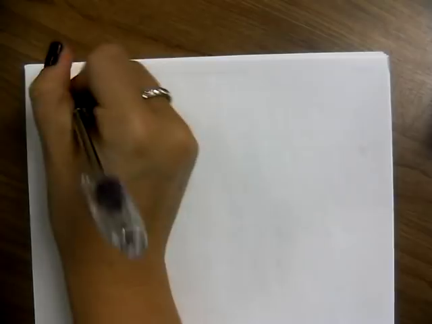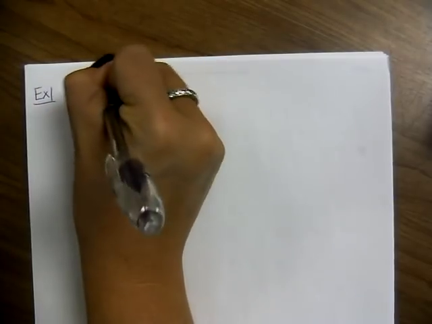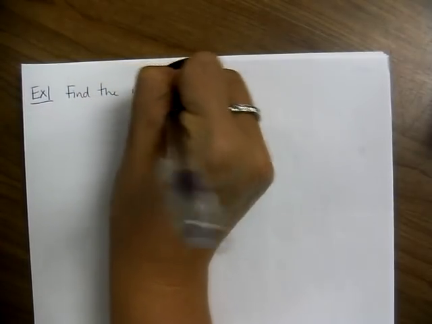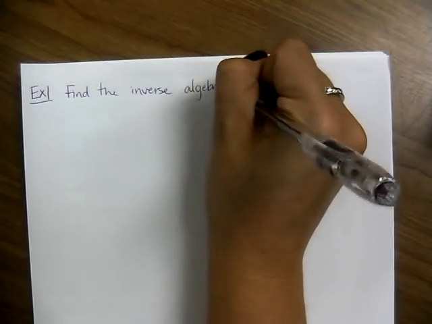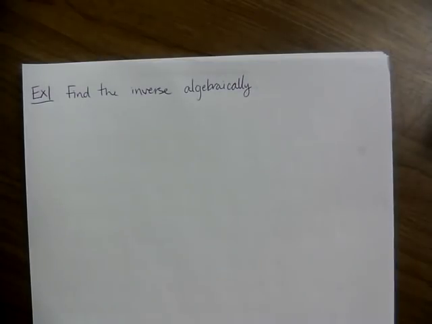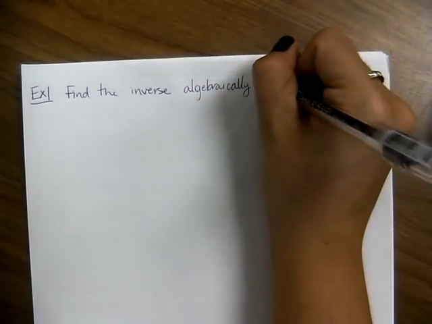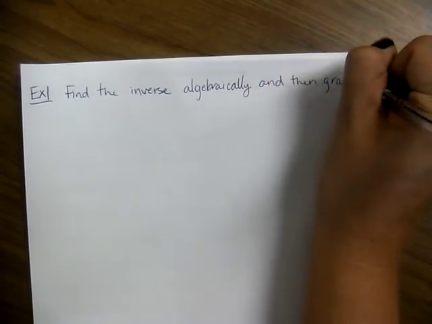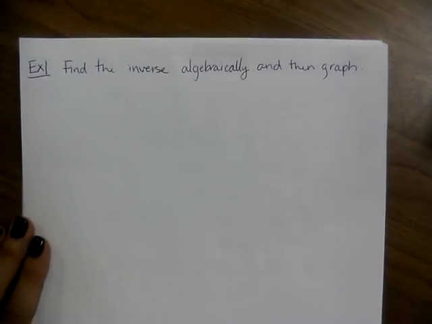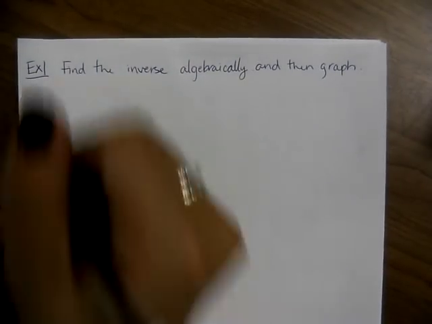Okay, so let's do this. Find the inverse algebraically. I guess I should have said this before I started writing. You're going to need quite a bit of space for this problem. So if you're at the end of the paper, if you have a third of a page, you should be okay. And then graph. Okay, so let's start out easy.